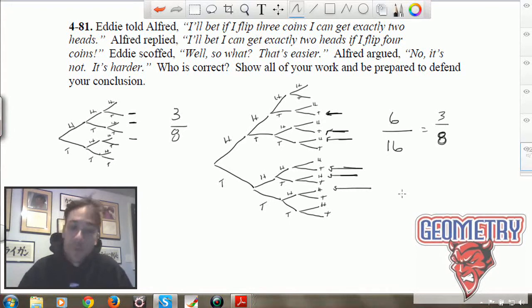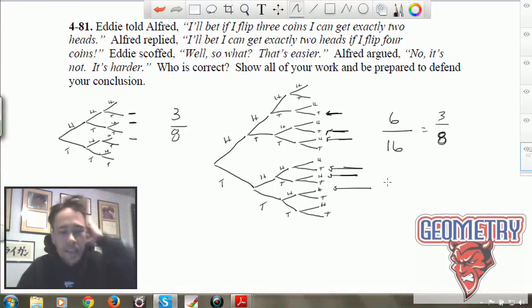So I wonder if it would be the same if we flipped 10 coins, the probability of getting 2 heads. I don't know. I don't have the time to try and figure it out, but it'll be an interesting extension question to look at and ask. So neither one of them is going to have a more difficult time than the other because it's the exact same probability.